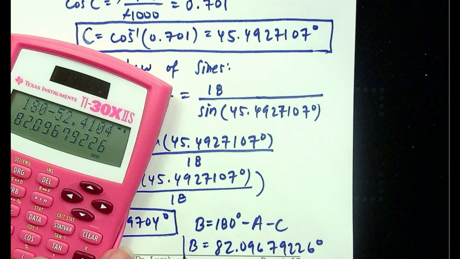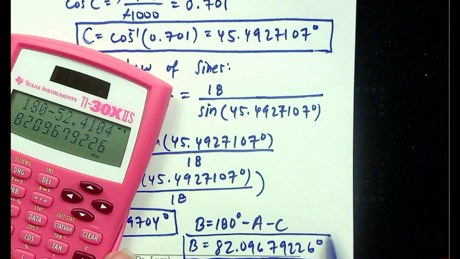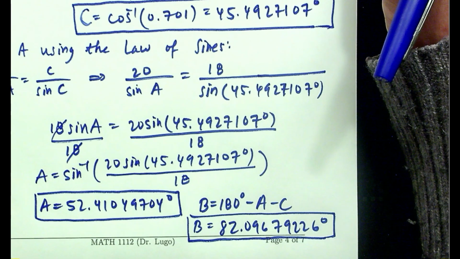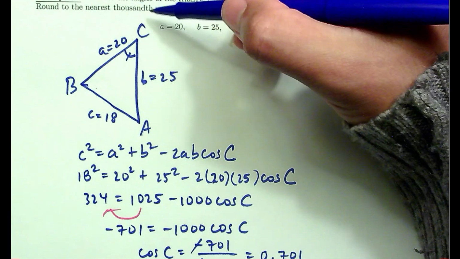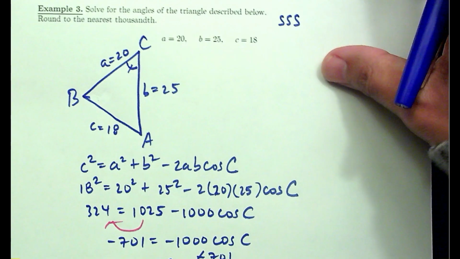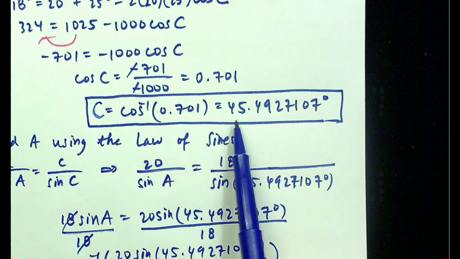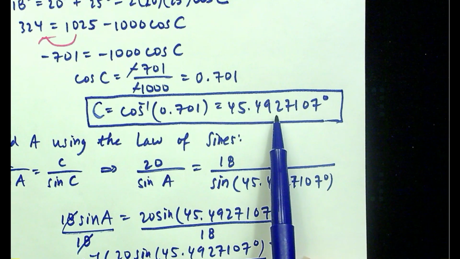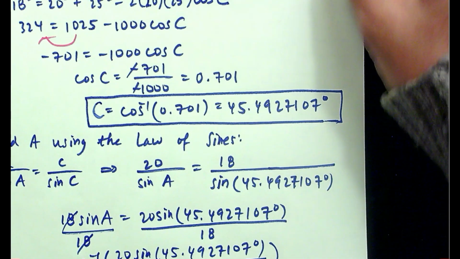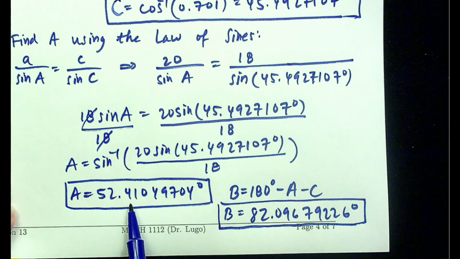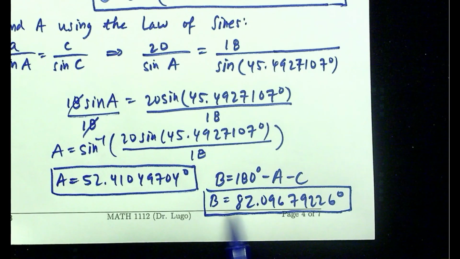Okay, and as I said, now that we're done with the problem, now is the moment where you would round. The particular instructions in this say round to the nearest thousandth, so that means 3 decimals, so keep 3 decimals. So the answer for capital C would be 45.493. The answer for capital A would be 52.410. And the answer for capital B would be 82.097.